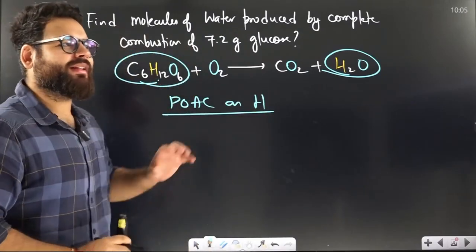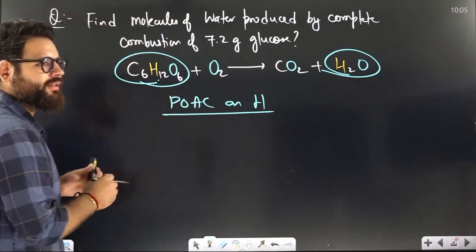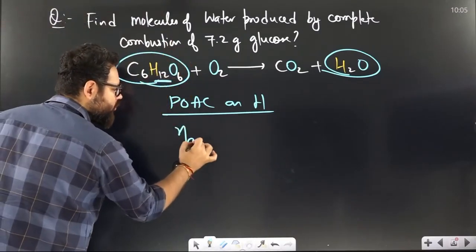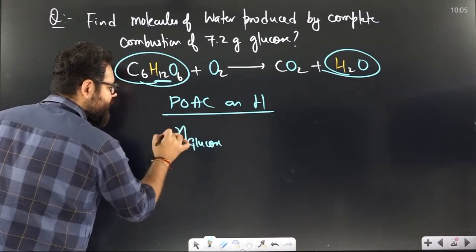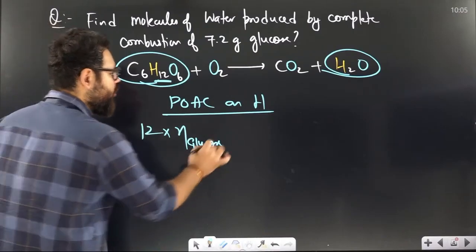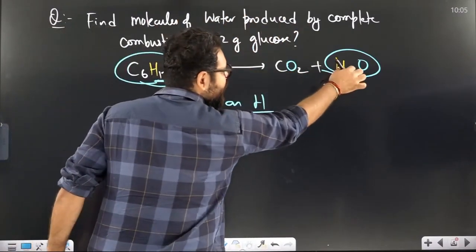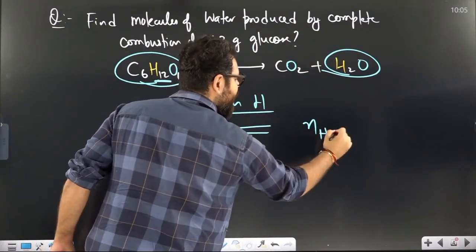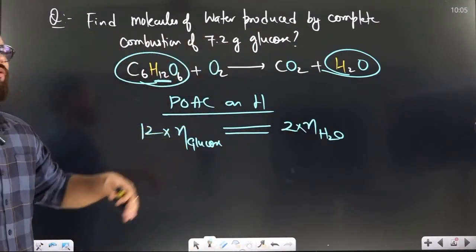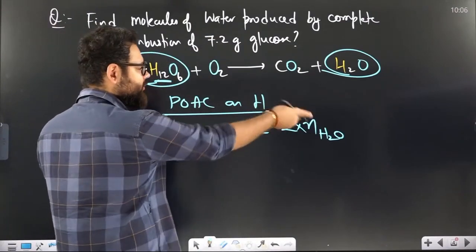Tell me, on the left hand side, what should I write about hydrogen? Where is hydrogen? Hydrogen is here. How many are there? 12. So moles of glucose, if you know, just multiply it with 12, they become the hydrogen moles. On the right hand side, all the hydrogen has gone to H2O. If I know the moles of water, I just need to multiply it with 2. Finish. Reaction over. Can I say like this, yes or no? 12 times moles of glucose equal to 2 times moles of water.